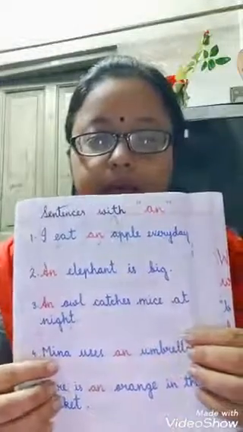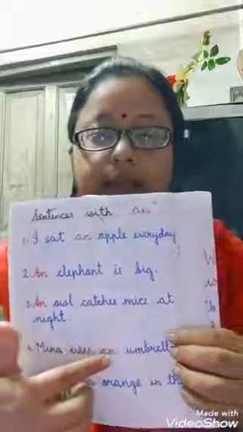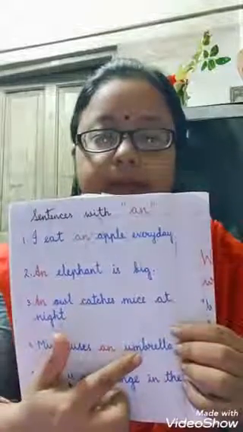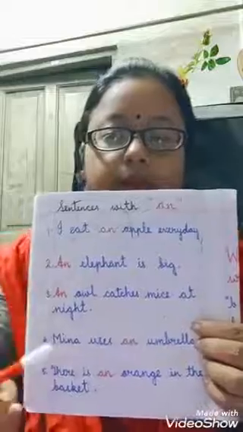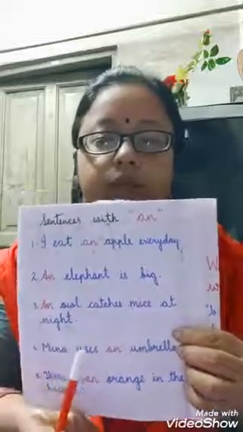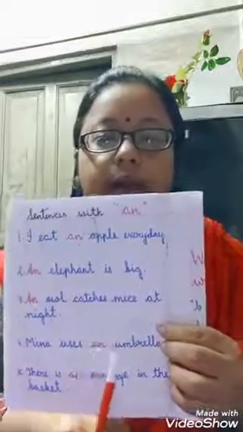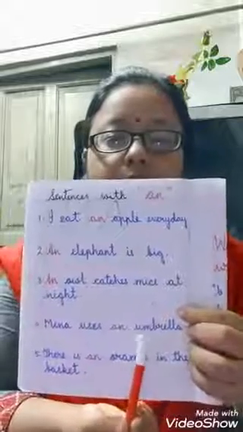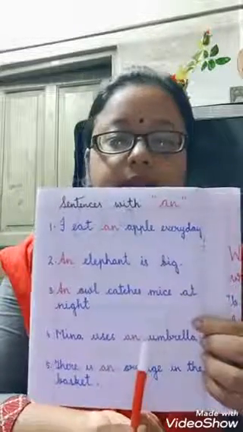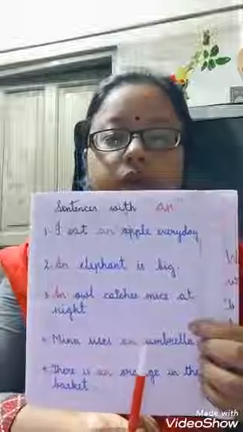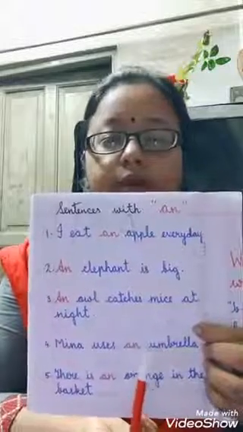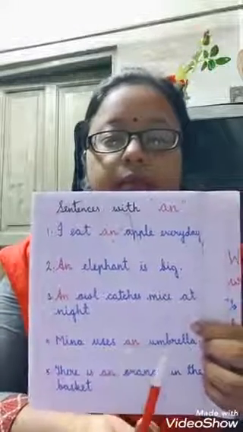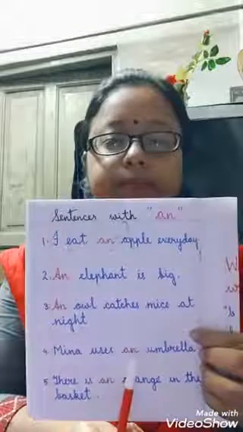Meena uses an umbrella. Her umbrella is starting with U, so I have written an before umbrella.